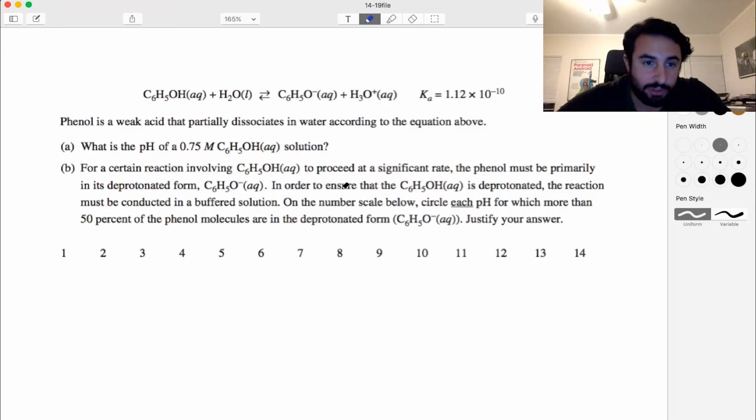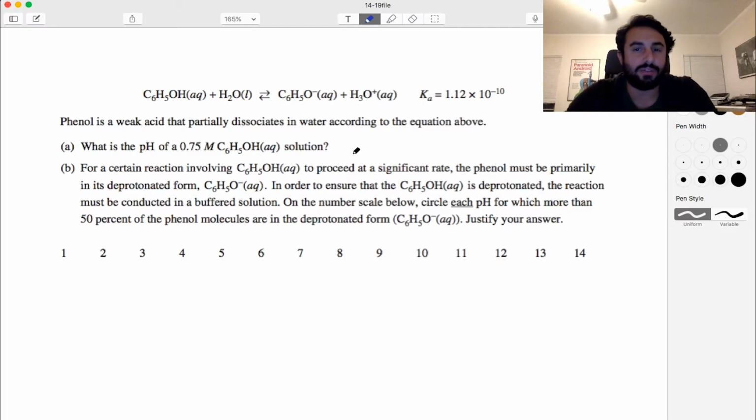Okay, let's check out this short one about an acid-base equilibrium. Phenol is a weak acid that partially dissociates in water according to the equation above. So here's phenol, it interacts with water, gives it a proton to generate phenoxide anion and hydronium. What is the pH of a 0.75 molar phenol solution?